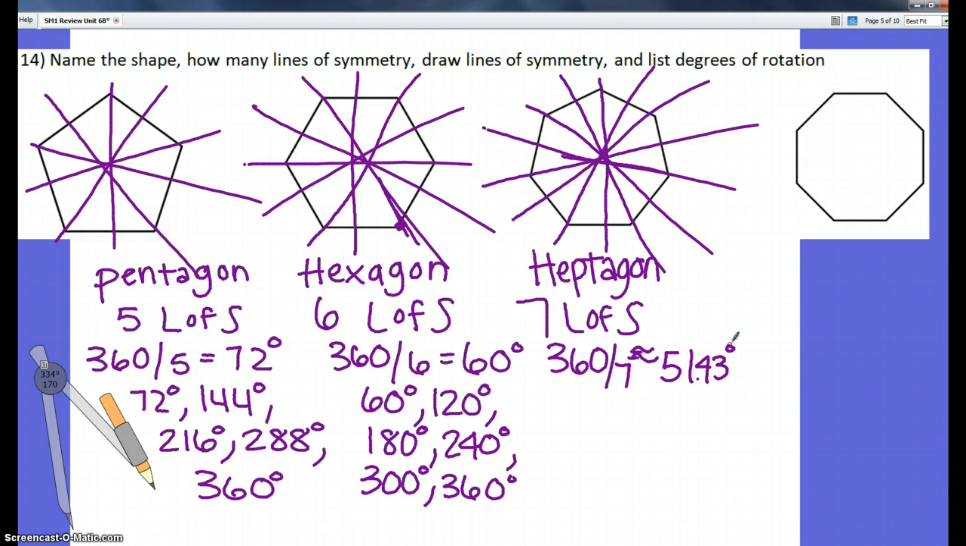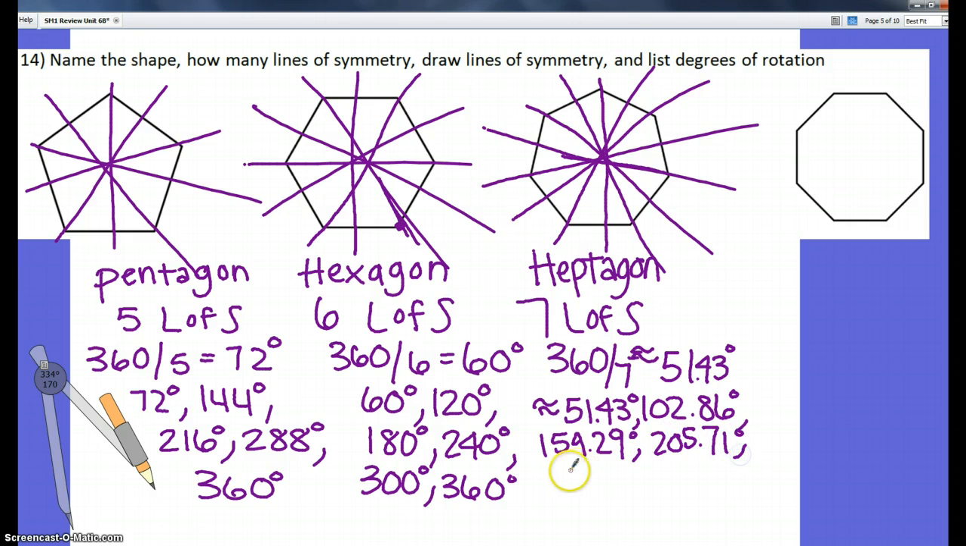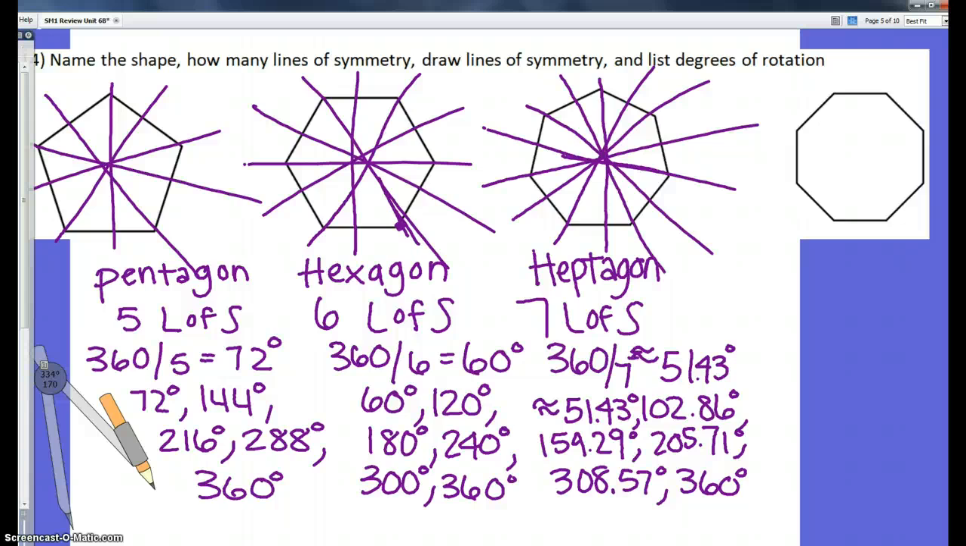So if we keep adding that number onto itself, then our rotations are about 51.43, 102.86, 154.29, 205.71, 308.57, and then 360. Last of all, the last one on this page, I actually need a new page, I'm going to go to.